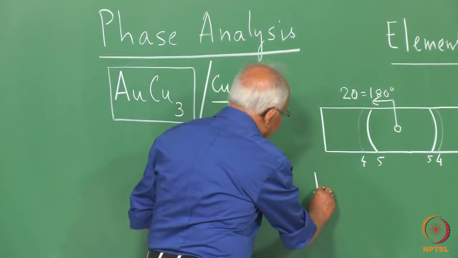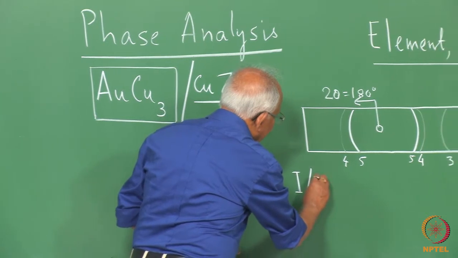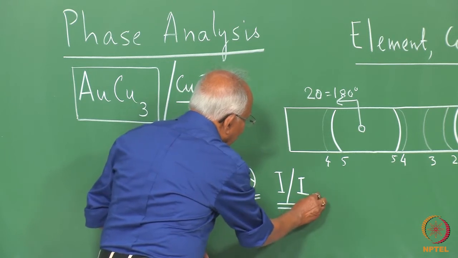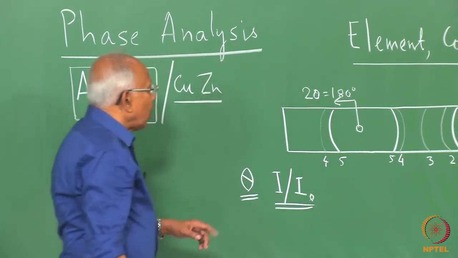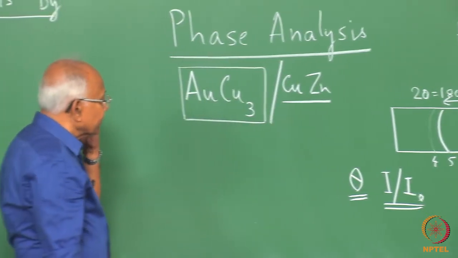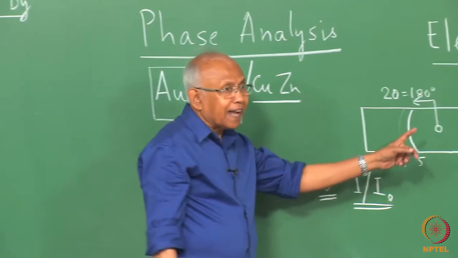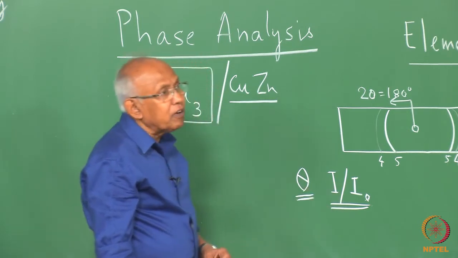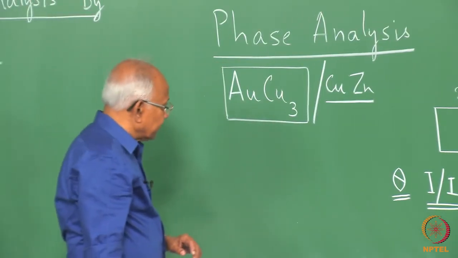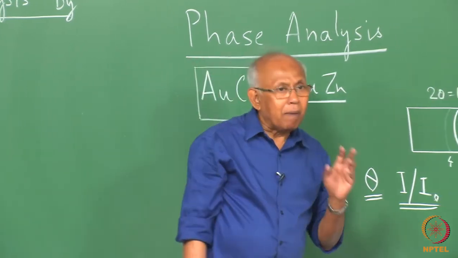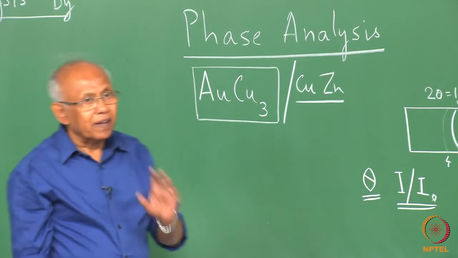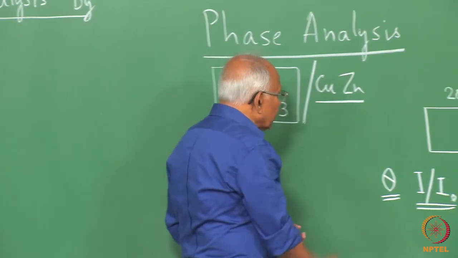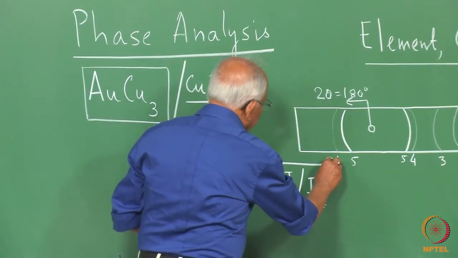So, relative intensity of the diffraction lines is also very, very important. Say if I0 is the intensity of the strongest line in the pattern, then the relative intensity of a line can be found out by taking the ratio I by I0, where I stands for the intensity of a particular line. So, when we talk about the powder diffraction pattern from a phase, it may be an element, it may be a compound, then both the things are very important to note.